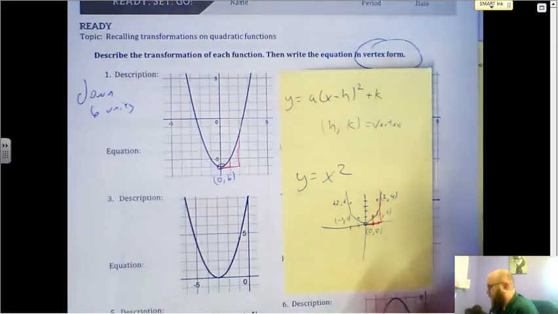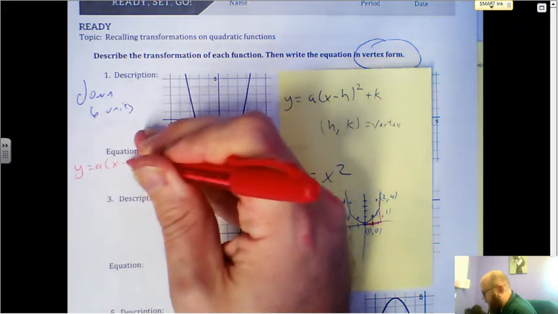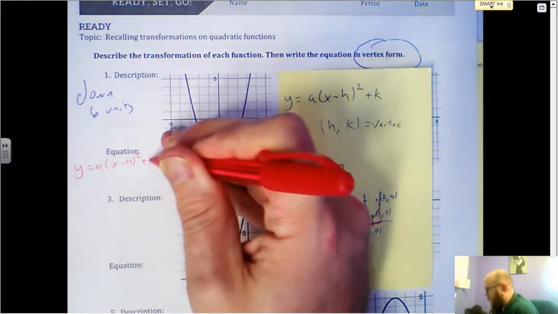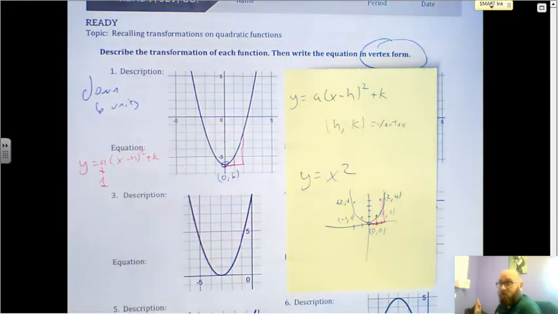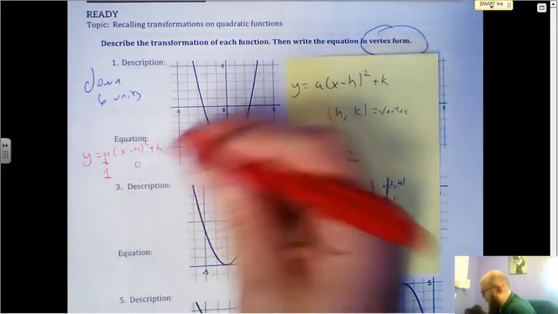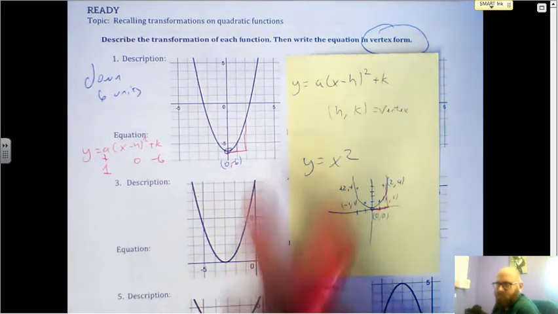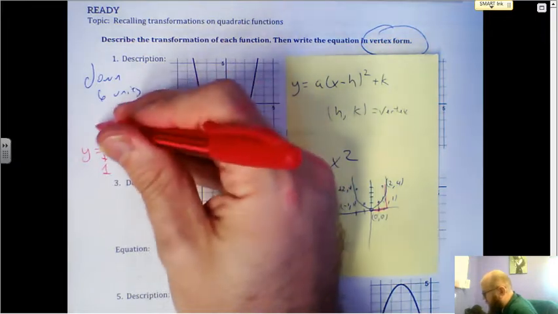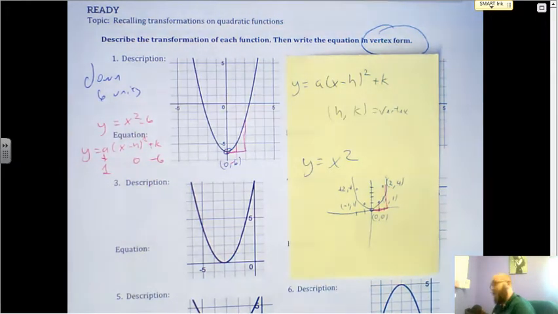So that means our equation is, if it's y equals a(x minus h) squared plus k, well, my a is 1. My h, my left and right transformation, is 0, but my k is minus 6. It's minus 6, I wrote 6 for some reason. So my equation is y equals x squared minus 6. And I'm just looking for that in all of these.